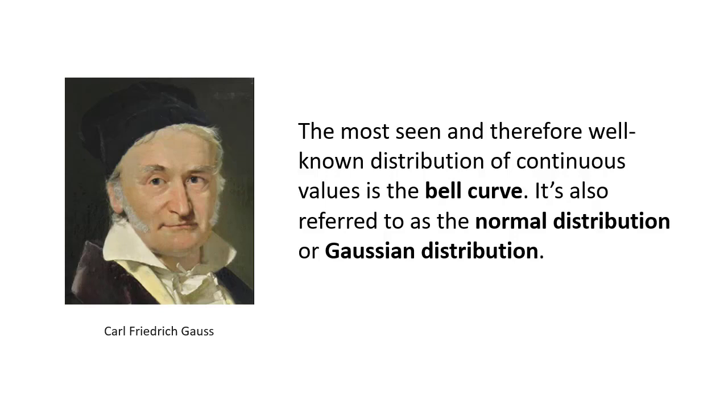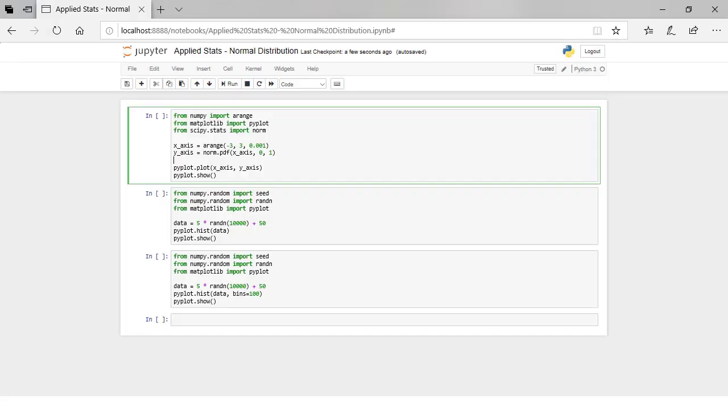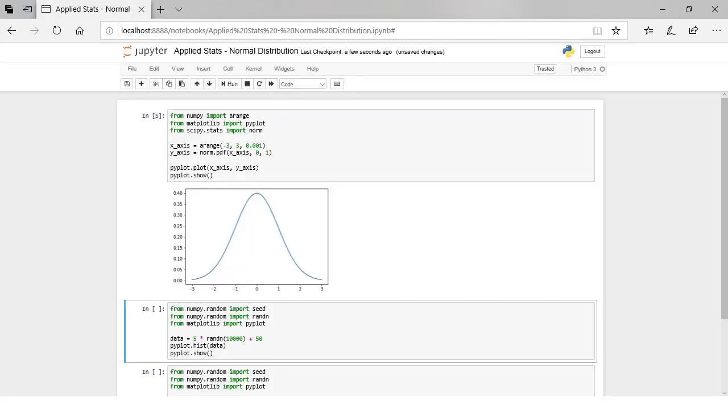Some examples of observations that fit a Gaussian distribution are people's heights, IQ scores, and body temperatures. All right, let's jump over to some code and create a normal distribution. Running the example generates a plot of the idealized Gaussian distribution.